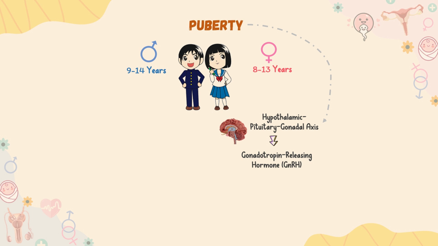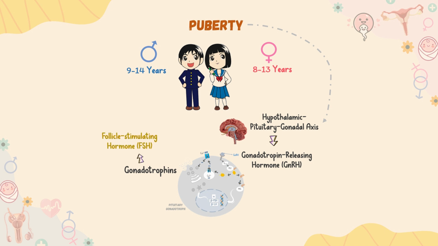Though the actual reason is still not clear, it is believed that during childhood, the slightest secretion of any sex steroid hormones exerts a strong inhibitory effect on the hypothalamic secretion of gonadotropin-releasing hormones. Now, if you remember from my previous videos on endocrinology, what does gonadotropin-releasing hormone do? Yes, it stimulates the anterior pituitary to secrete gonadotropins, first at night and then throughout the day.